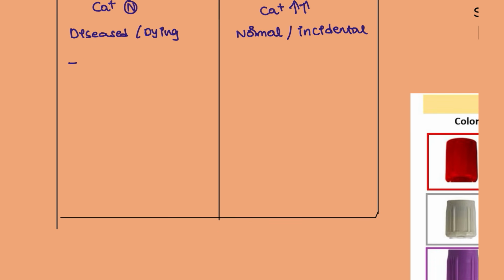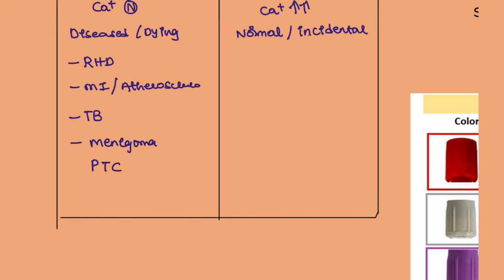What are the examples? Rheumatic heart disease is one example. MI, associated with atherosclerosis, and patients suffering from TB, meningioma, papillary thyroid carcinoma, all of this. Why are these important? Serous adenoma consists of one of the most important ones, the psammoma bodies, right? Concentric circles, these calcium deposits are seen in the psammoma bodies.